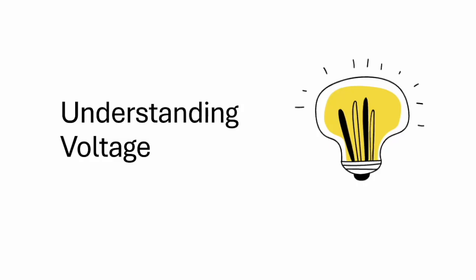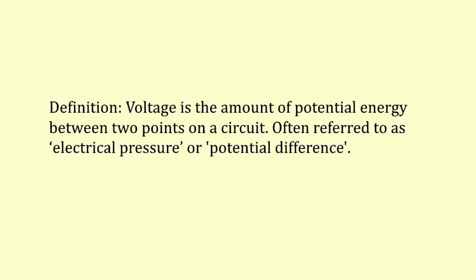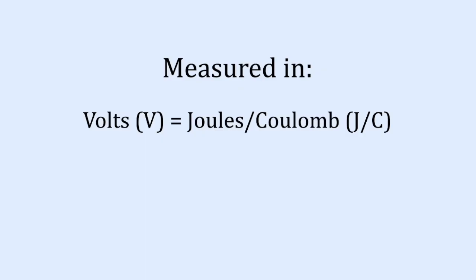What is voltage? Voltage is defined as the amount of potential energy between 2 points of a circuit, often referred to as electrical pressure or potential difference. The unit of voltage is the volt, or joules per coulomb, which is equivalent to energy per charge.